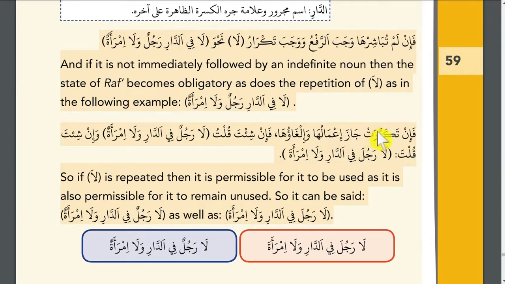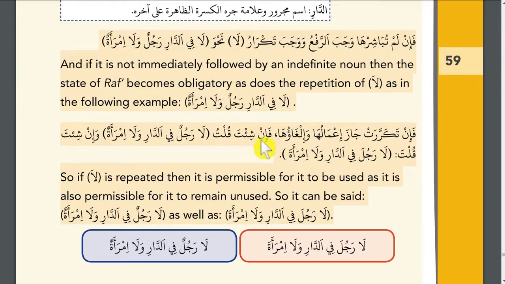The condition was that the la is followed by the noun and it should not be repeated. However, if the la is repeated but the indefinite noun comes right after it, he says جاز إعمالها وإلغاؤها. It is permissible to make it work, to use it as la nafiyah lil jins, and also it is allowed to cancel it. You can use it and do the action of la nafiyah lil jins, or you can just keep the noun in the state of raf'.